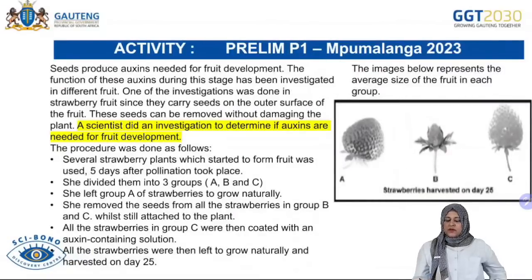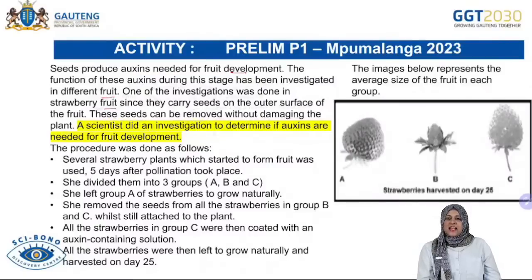Right, this activity was from Mpumalanga, prelim paper 1. Seeds produce auxins needed for fruit development. The function of these auxins during this stage has been investigated in different fruit. One of the investigations was done in strawberries. Since strawberry carries seeds on the outer surface of the fruit, these seeds can be removed without damaging the plant.